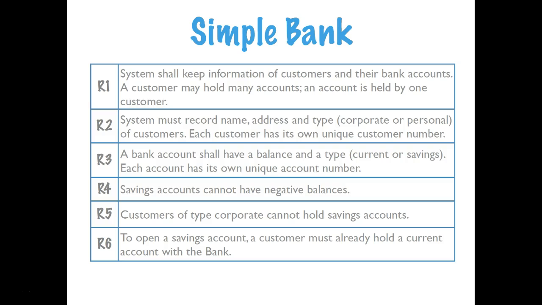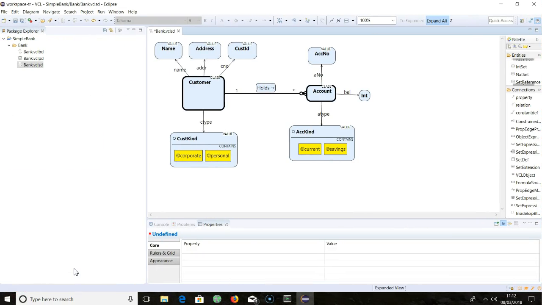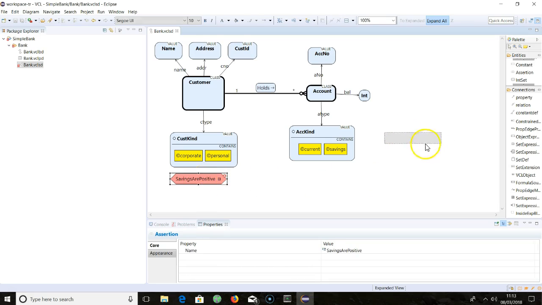So savings accounts cannot have negative balances. I will come here to the assertion and say savings are positive. And savings are positive is basically saying we'll capture this invariant. And so here in my state space model, in my structural model, I'm just representing the invariant, and I'm not saying what it is.